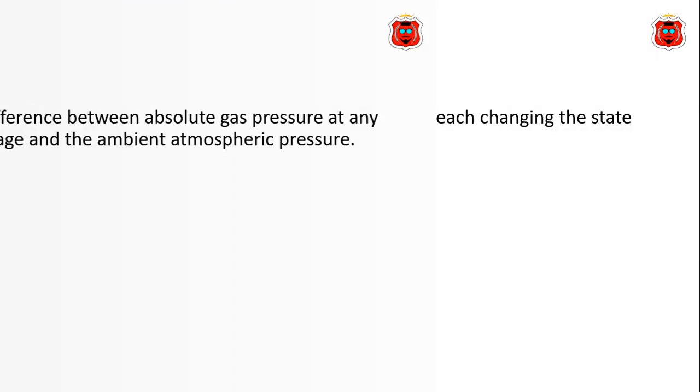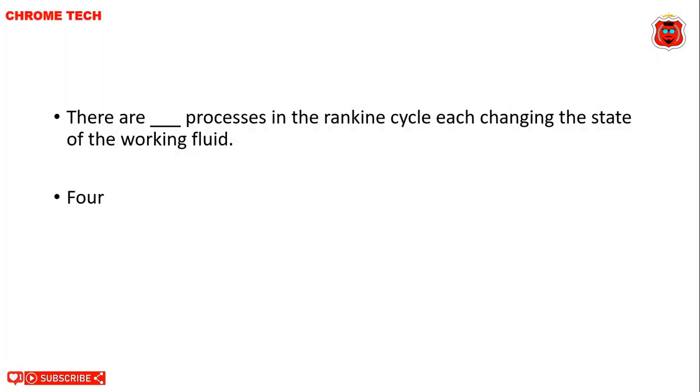Next question. There are ____ processes in the Rankine cycle, each changing the state of the working fluid. Four processes is the correct answer. There are four processes in the Rankine cycle, each changing the state of the working fluid.